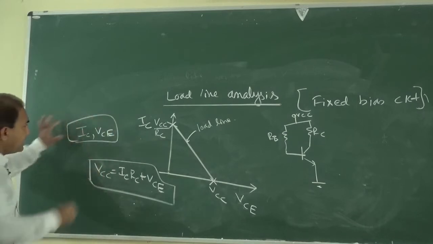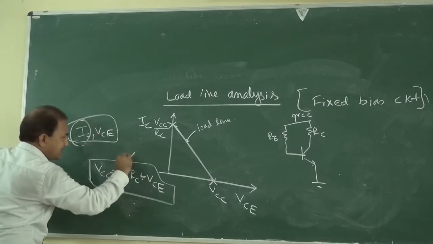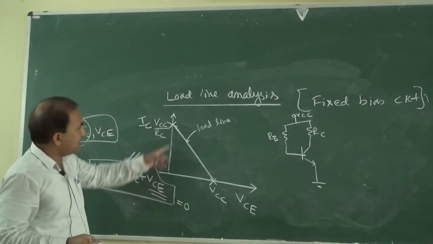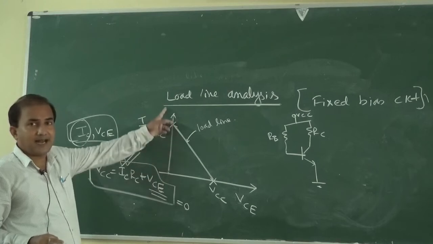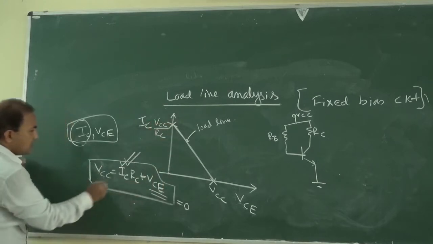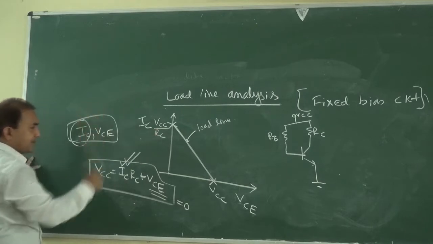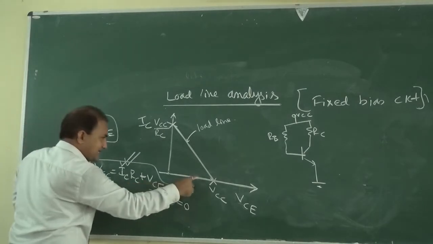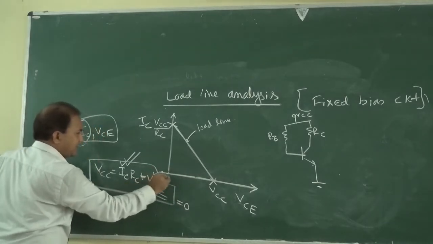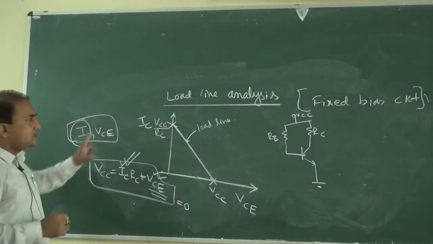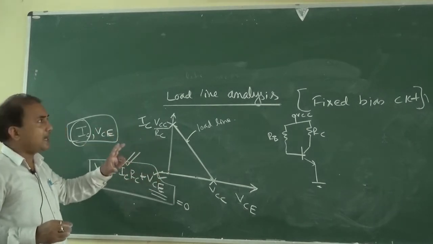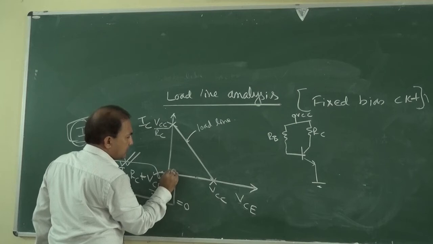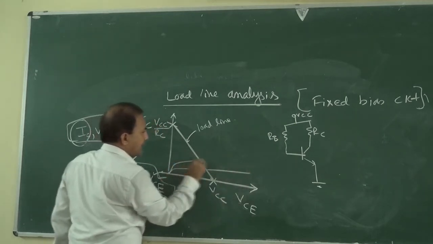For determining IC, VCE is equal to 0. At this point VCE is equal to 0, so IC is equal to VCC by RC. And on this other point the value of IC is equal to 0, so we get VCE equal to VCC. In this way we can draw the load line for fixed bias circuit. Then we can also draw the output characteristics.